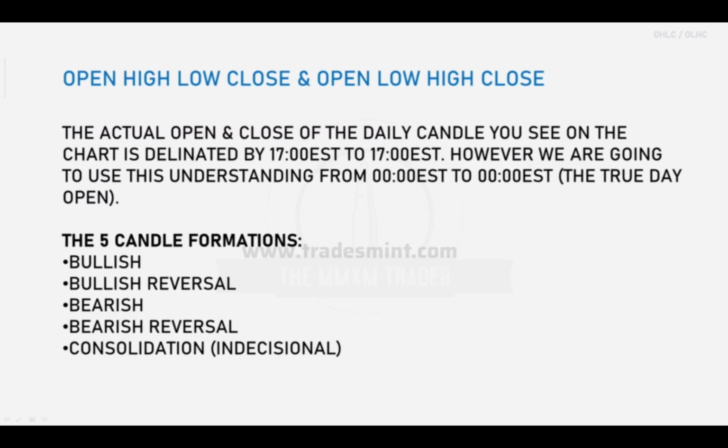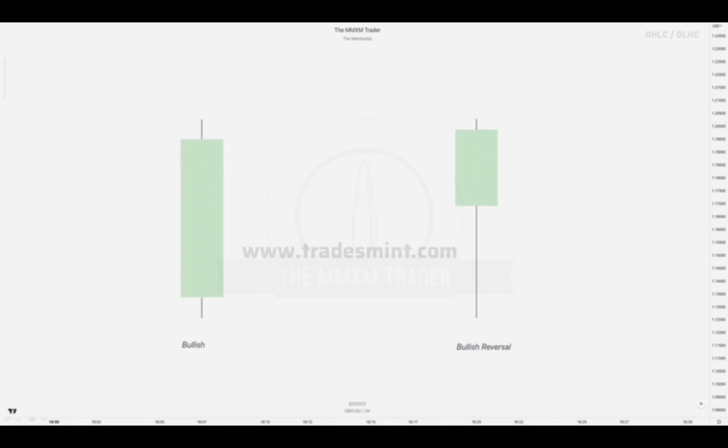So we're gonna be talking about 5 candle formations. We're gonna be talking about a bullish candle, a bullish reversal candle, a bearish candle, a bearish reversal candle, and then at the end about a consolidation candle, which is indecisional. Right, so over here we've got a bullish candle and a bullish reversal candle. So a bullish candle is an open low high close, right?